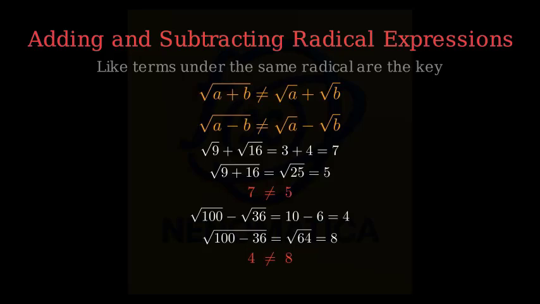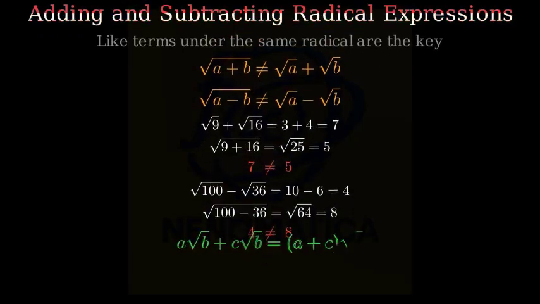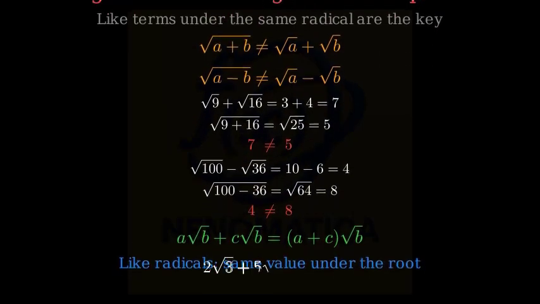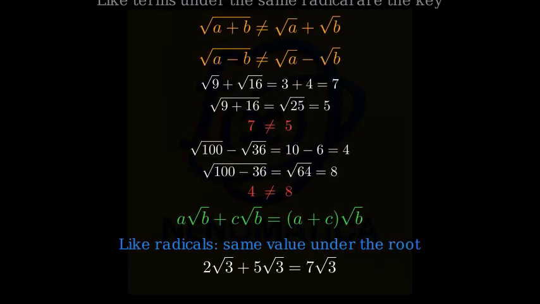So what does work? Combine like radicals, same number under the root. Think of the radical part as the variable. Coefficients, add or subtract. For instance, 2 root 3 plus 5 root 3 equals 7 root 3.